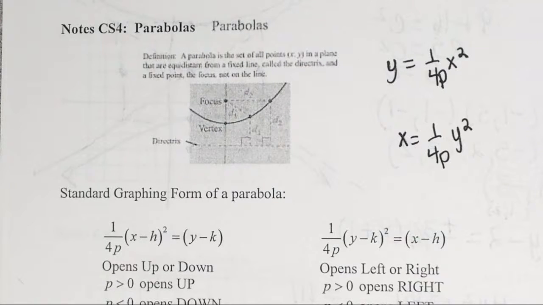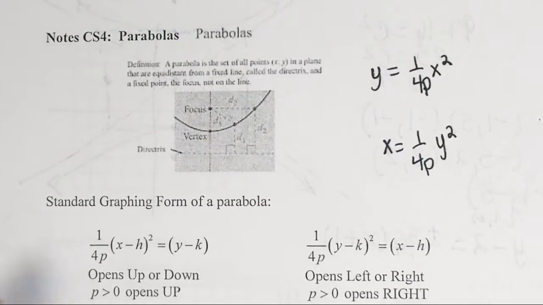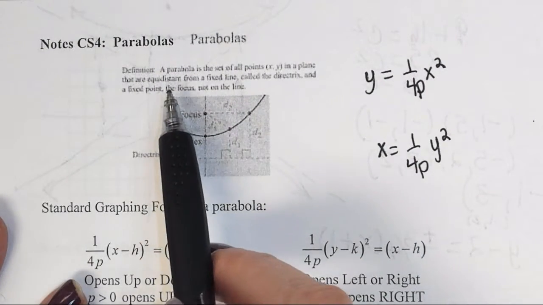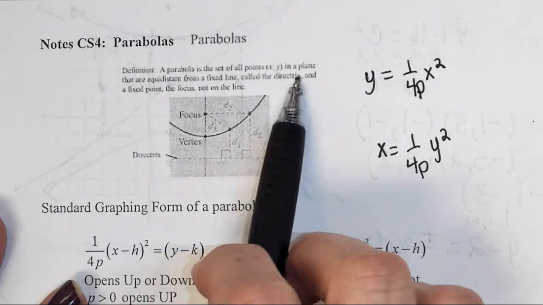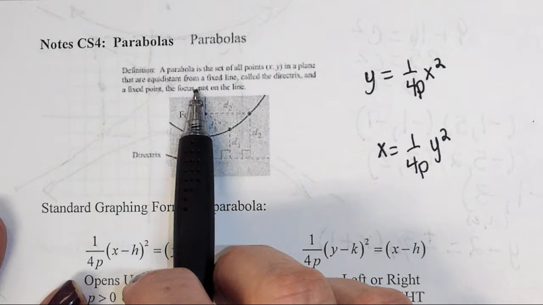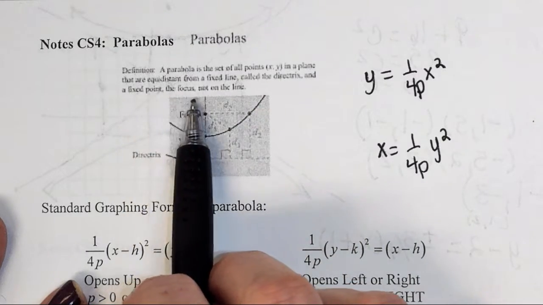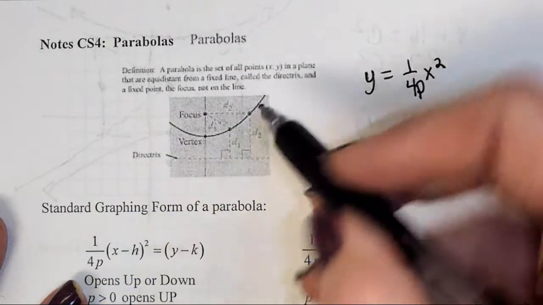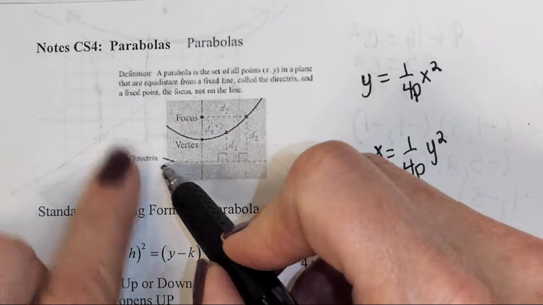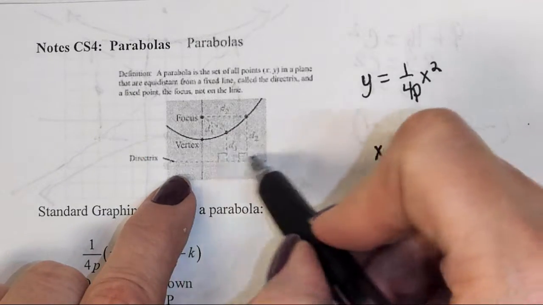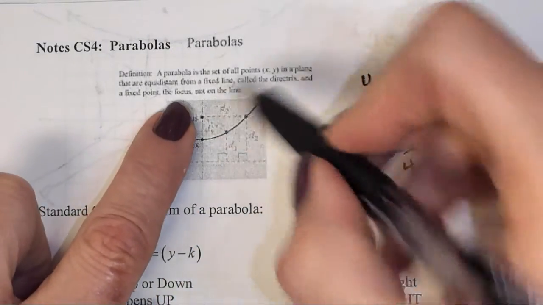Okay, so today we're finishing up our study of the conic sections, and this is the last one. It's called a parabola. By definition, a parabola is the set of all points in a plane that are equidistant from a fixed line called the directrix and a fixed point called the focus. Here would be the directrix, and here would be the focus.